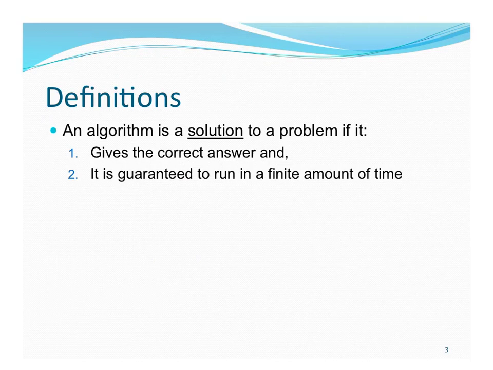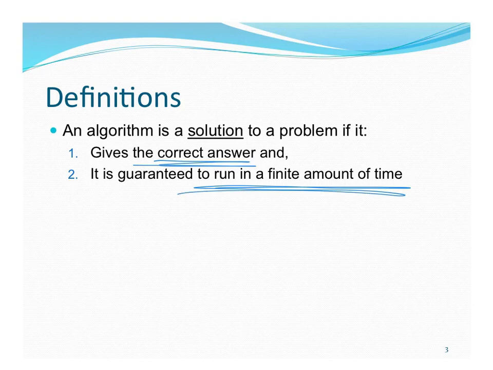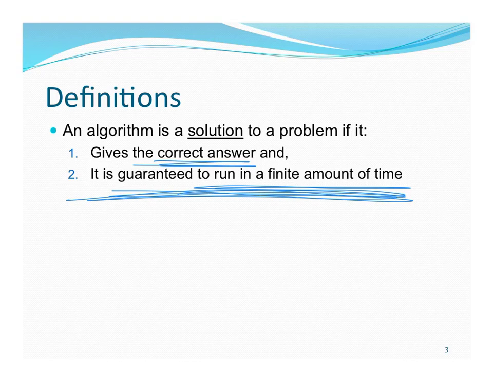And one more definition: an algorithm is a solution to a problem if two things are true. First off, of course, it has to give us the correct answer. If it doesn't give us a correct answer, it's not a solution. And the other thing is it's guaranteed to run in a finite amount of time. It's very nice if you have a method that 50% of the time gives you an answer and the other 50% of the time ends up in an infinite loop, but most people aren't going to accept that as a solution to your problem, right? So it's only a solution if it gives the correct answer all the time, and if it's guaranteed that it will stop at some point.